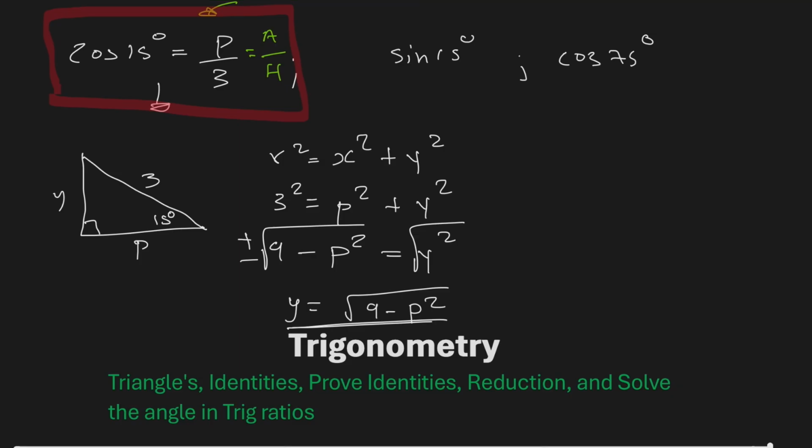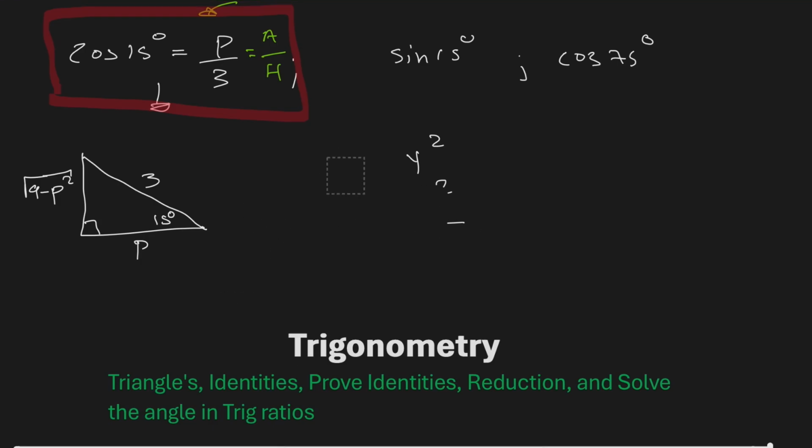So now you have to replace the y with the value that we have found, which is now what? The square root of 9 minus p squared. So this does not mean we have fully defined our triangle, because we can still determine the value of this angle.